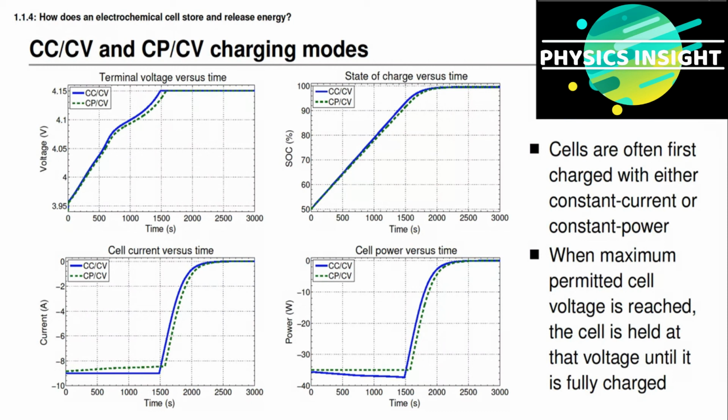In the top right picture, you can see that during constant current, constant voltage charge, the blue line, the state of charge increases linearly over the first segment until it reaches the voltage limit, and after that the state of charge gradually tapers and approaches the 100% state of charge level. The constant power, constant voltage line has a similar behavior, except that it is not a strictly linear change in state of charge in the first section, but it's pretty close.